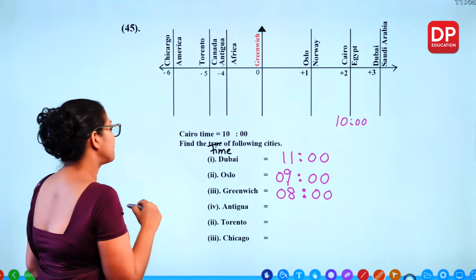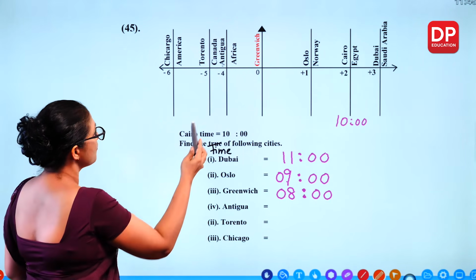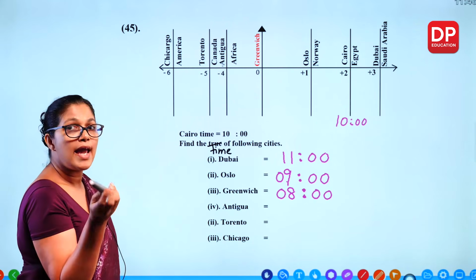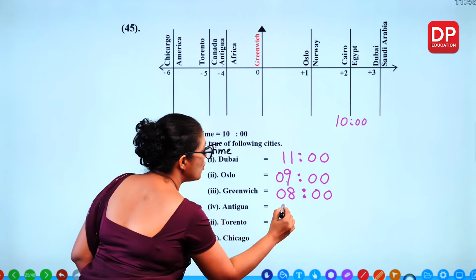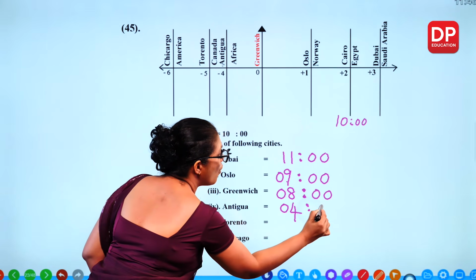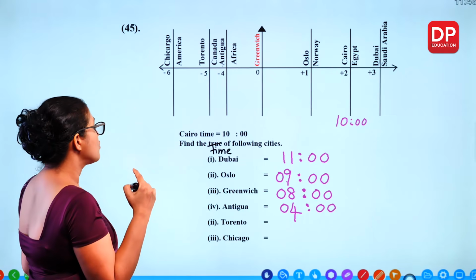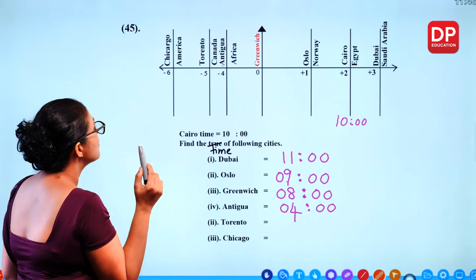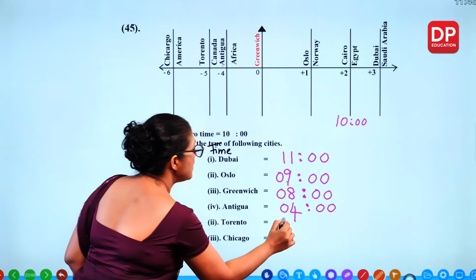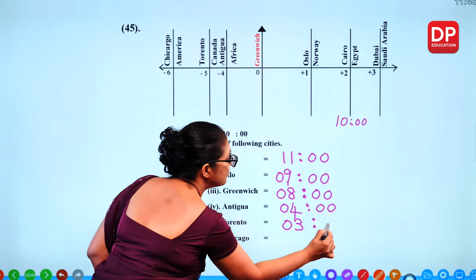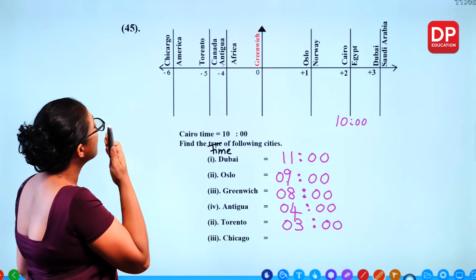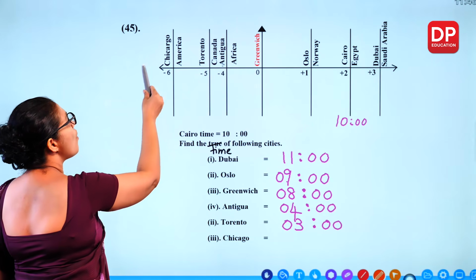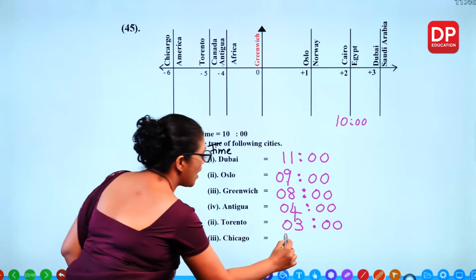Antigua, compared to this value, that's 4 less. So 8 in the morning minus 4, you get 4 in the morning. Toronto, another 1 hour less than Antigua. So 1 hour less than that, that's 3. And Chicago, when you compare with Toronto, another 1 hour less. That becomes 2.